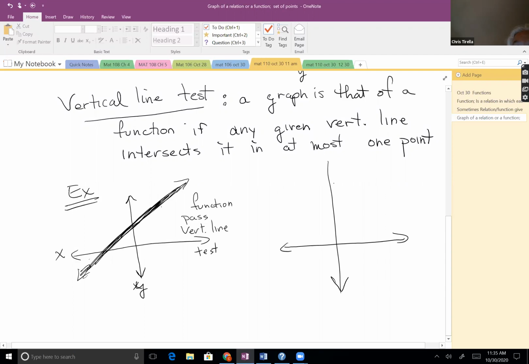Instead of a line, let's say I have a curve of this shape, which we'll refer to later as a parabola. Would this pass the vertical line test? I start drawing all these little vertical lines in there. If I picture taking a pencil lead and rolling it across the graph, at any given spot, it would only hit it in one point. So it passes the test, and it is a function.